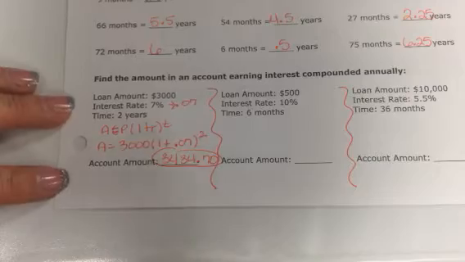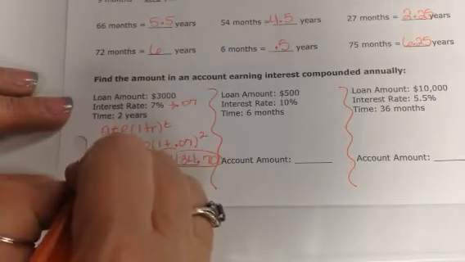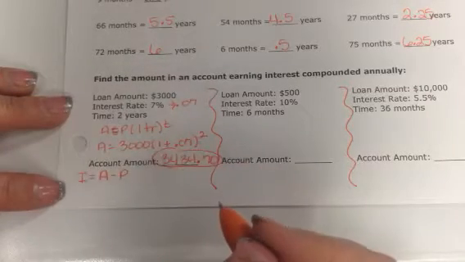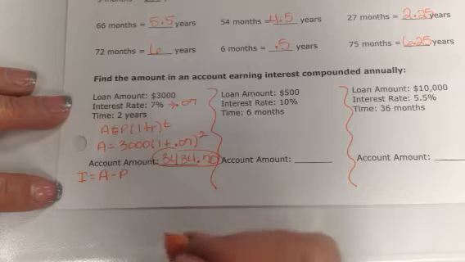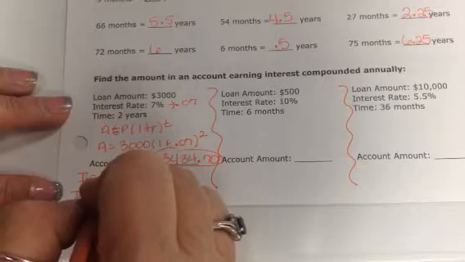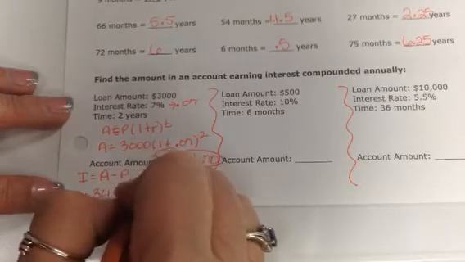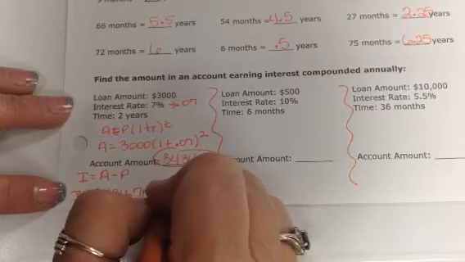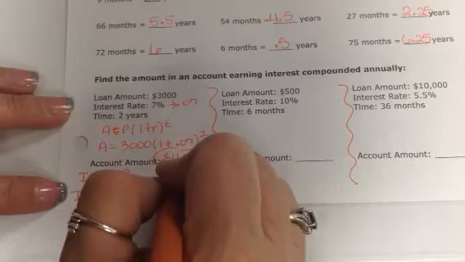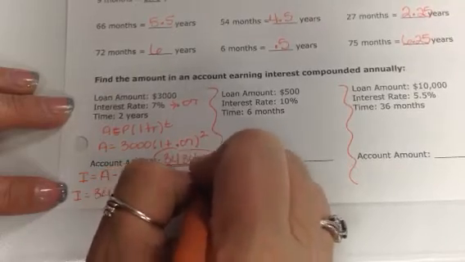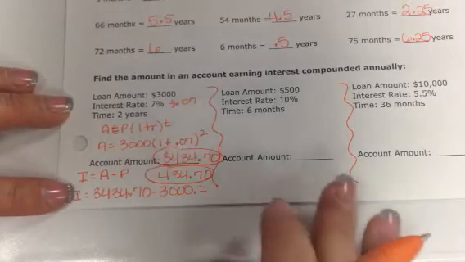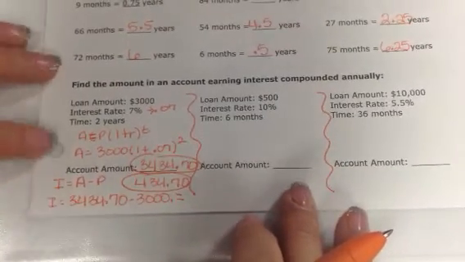Here's where it's different than yesterday. Now I'm saying I equals A minus P. Okay, so now I'm looking for the interest instead of the total amount. I equals, A is $3,434.70 minus $3,000, and that is going to equal $434.70. This is what we paid in interest. Okay? Now I'm going to move to the next one.